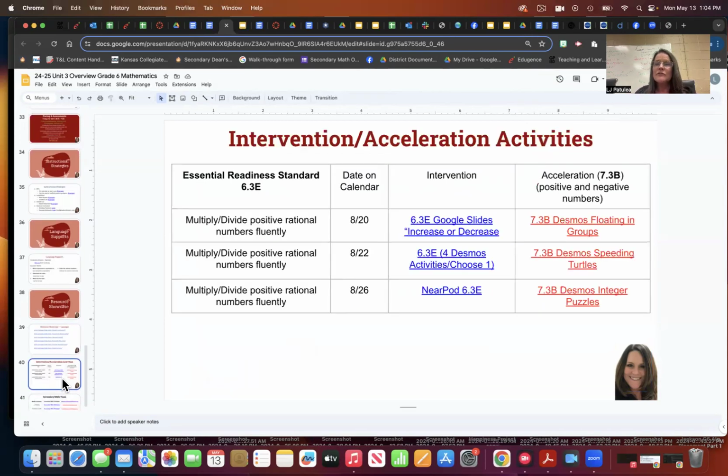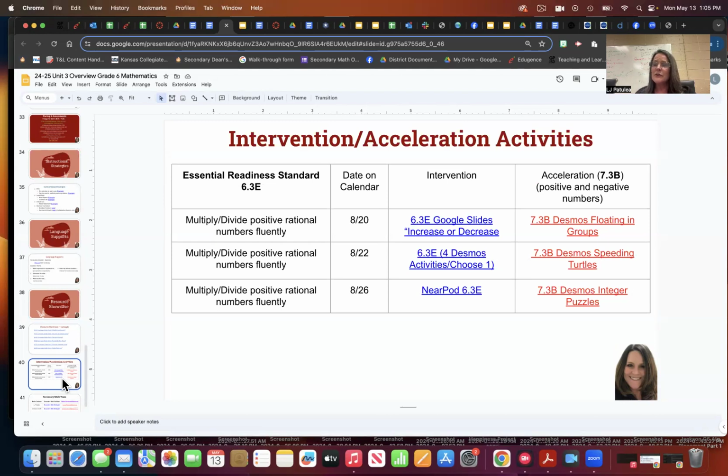We also have some intervention. This would be intervention on 6.3e. These are located on your calendar, usually on a day with a supporting standard. So if your students are really struggling with the essential readiness standard, you can bypass the supporting standard that day and go into the intervention unit so that they get more work on the readiness standard.